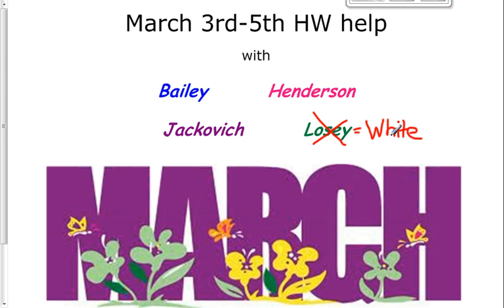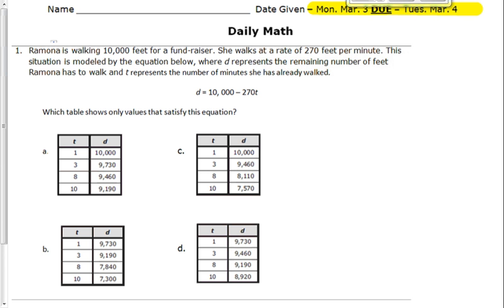Anyways, looking at Monday's homework, March the 3rd. Ramona is walking 10,000 feet for a fundraiser. She walks at a rate of 270 feet per minute. This is the situation as modeled by the equation below, where D represents the remaining feet Ramona has to walk and T represents the number of minutes she's already walked. Remember, the equation is already handed to us, so it's going to be pretty simple because they give it to us.